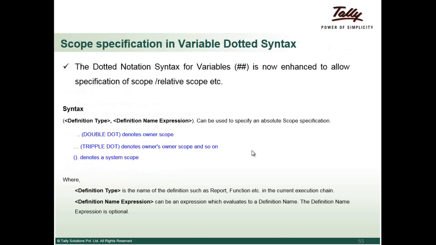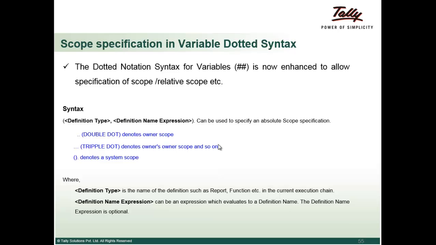Then we went to the scope specification, where we said by using double dot you go to the owner scope, triple dot you go to owner scope, and by using brackets dot you go to the system scope. And when you use 4 dots, it is owner scope. So this is how you can shift to a different scope and get the value of the variables. You can also give an absolute scope specification by specifying the definition type and the definition name dot the variable name. We already saw the example where we use 4 fields, where we access the report value, the function value, the system variable value, and also we give absolute specification, and we accessed value from a report as well as from the function.